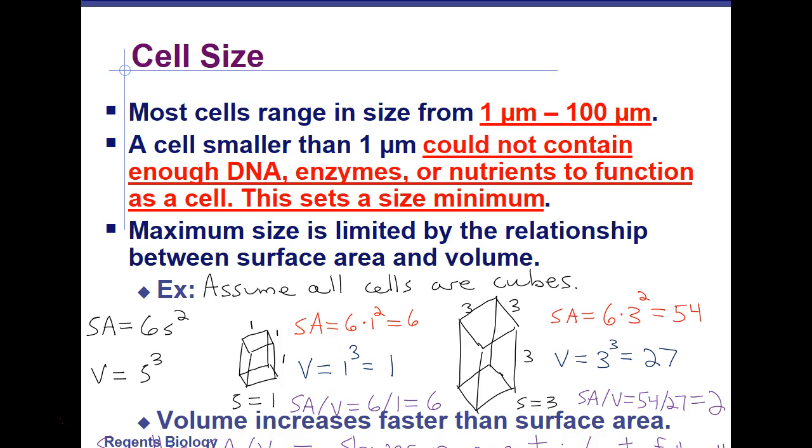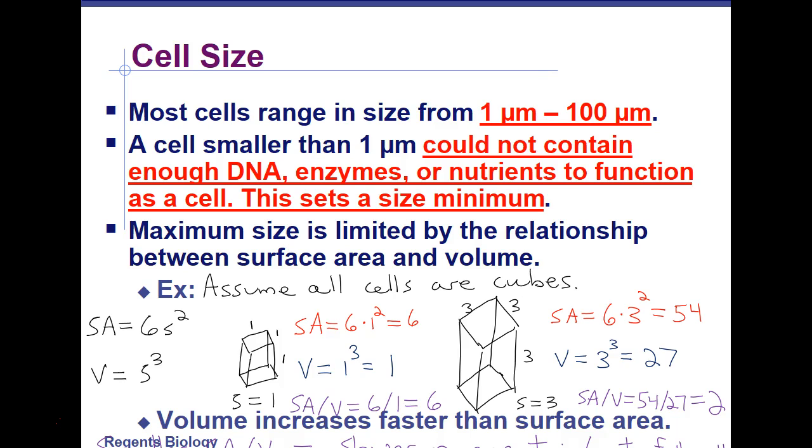That, though, is determined by the relationship between surface area and volume. This is something we'll study in an upcoming lab. Let's assume for the moment that all cells are cubes. Yeah, I know a lot of cells are round, but the cube is just going to make the math a bit easier. If we want to find the surface area of a cube, our formula is 6 times the side length squared, 6s squared. If we want to find the volume, that formula is side length cubed, V equals s cubed.